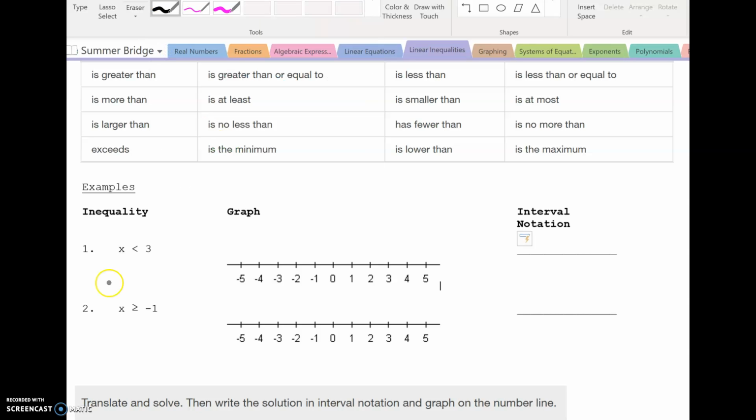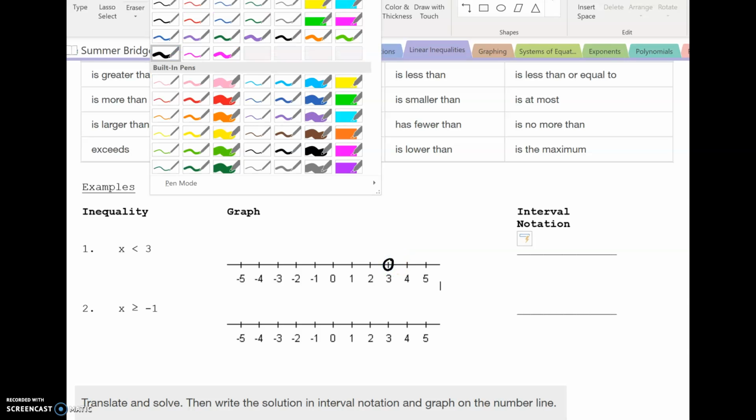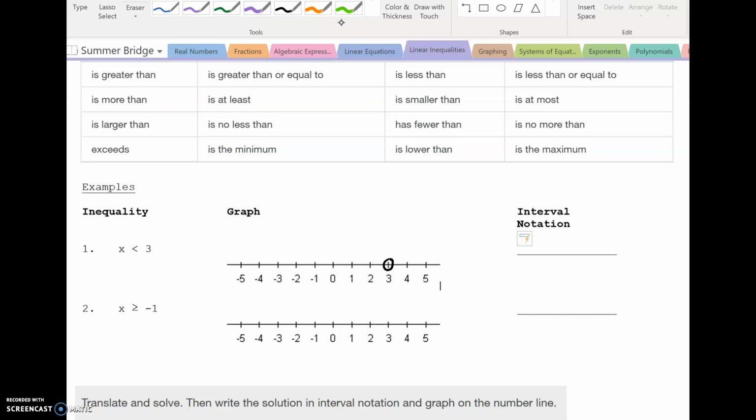So inequalities. x is less than 3. If we graph it, we're taking a look at 3. I'm going to use circles. Because it's not an "equal to," I'm going to have an open circle, and then I have to decide which direction I'm going to shade in. So 3 is the biggest number, which means x has to be less than my biggest number. So I'm shading in this direction.